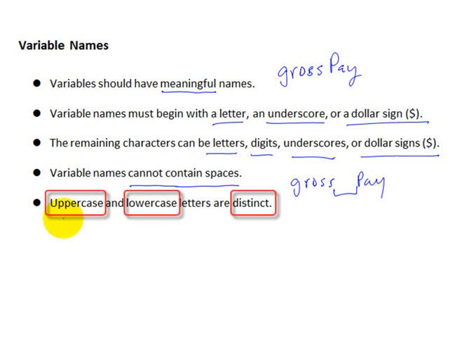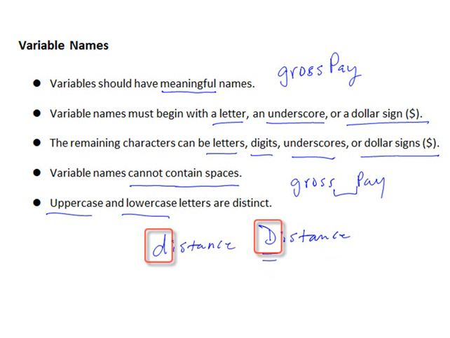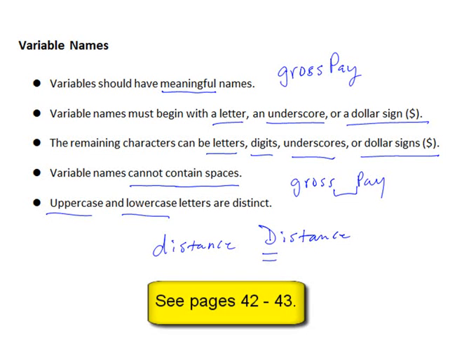And finally, uppercase and lowercase letters are distinct. If you have a variable named distance, which is all lowercase letters, then the name Distance, which begins with an uppercase D, would be the name of a totally different variable. That's because uppercase characters and lowercase characters are distinct. Chapter 2 gives a summary of these rules and guidelines.